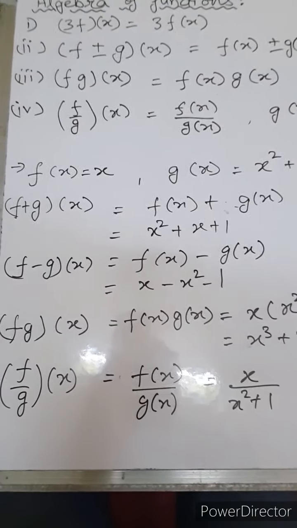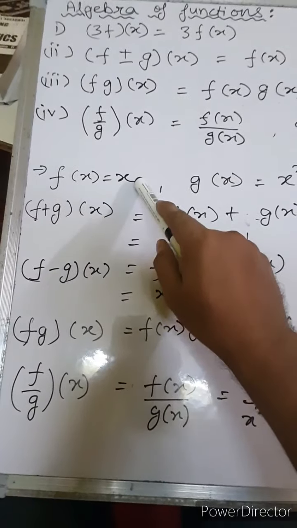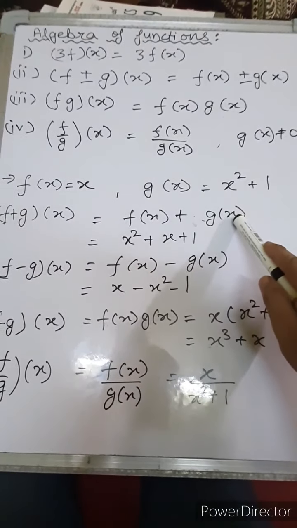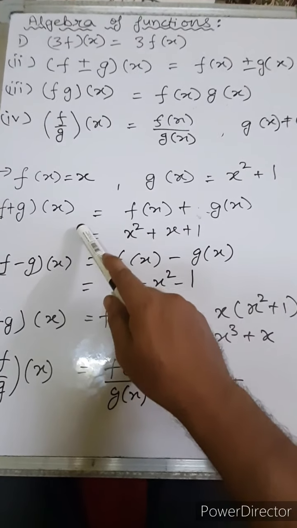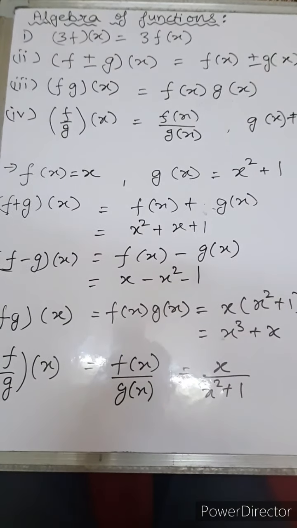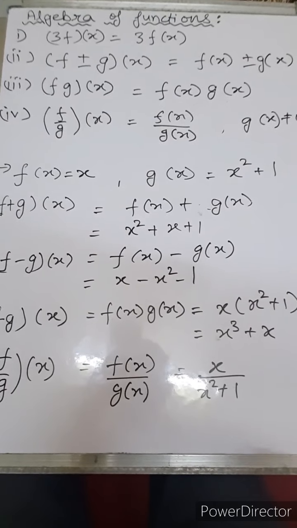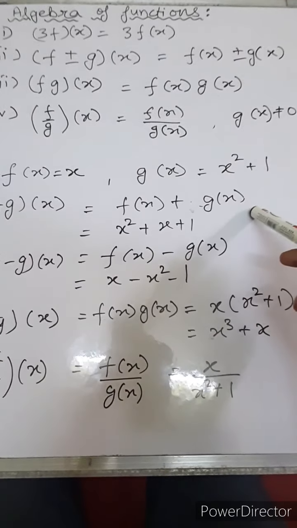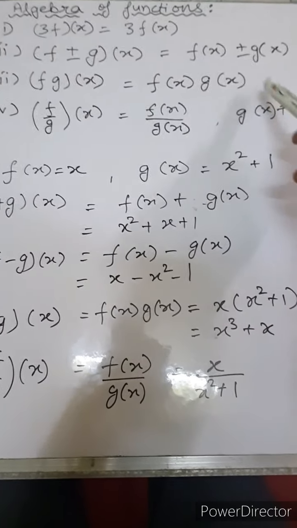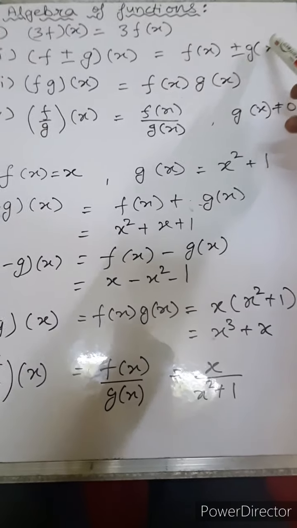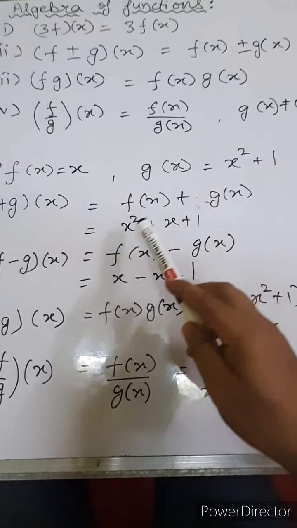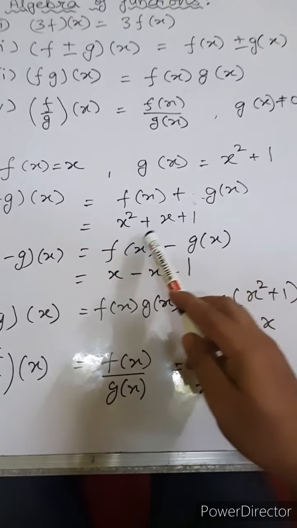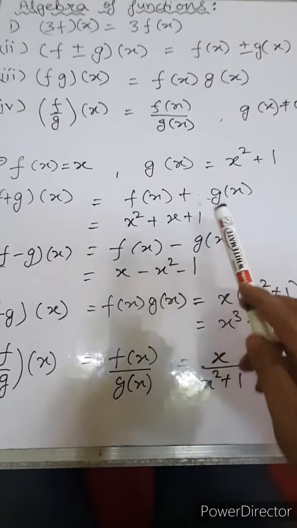Suppose we take the function f(x) as x and g(x) as x square plus 1. Now, if you have to calculate the value of (f+g)(x), then it will be f(x) plus g(x). We have studied this earlier, second point. When we add these two functions, the value of f(x) is x and the value of g(x) is x square plus 1. What will we get? x square plus x plus 1.